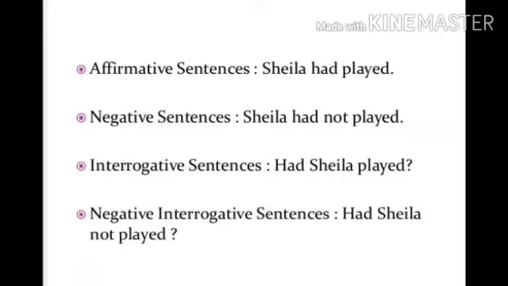Now come to the example. As you can see here, affirmative sentence: Shalla had played. So we are using here Shalla as the subject, afterwards the helping verb had, and then afterwards the third form of the verb, played. In the negative we use had not, and at the time of forming interrogative we use had before Shalla.